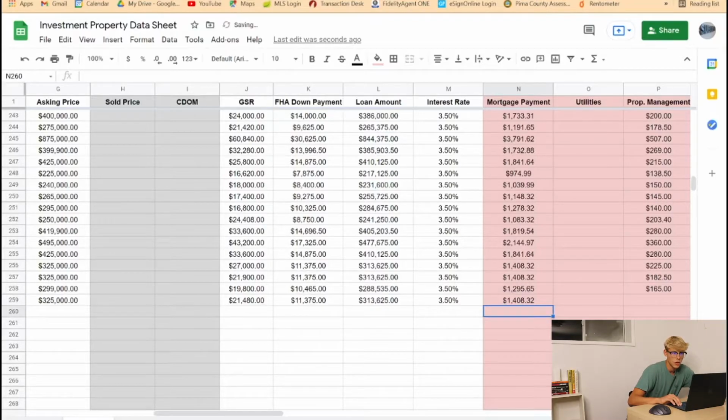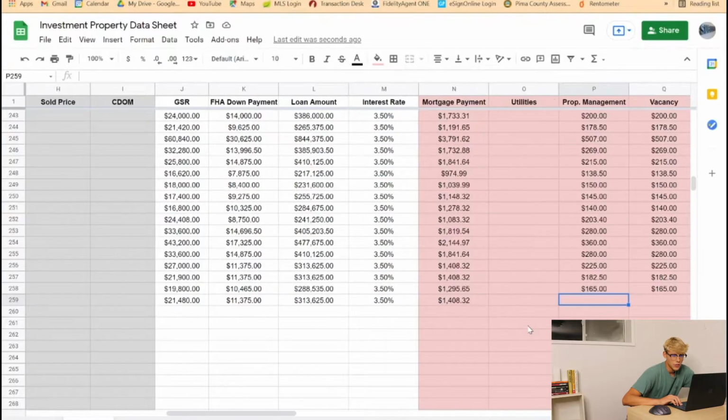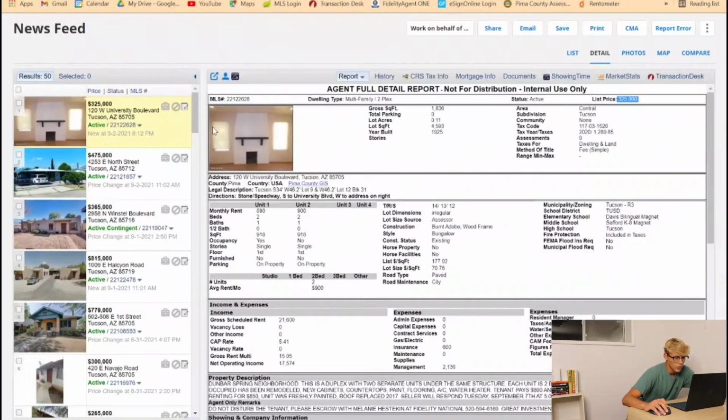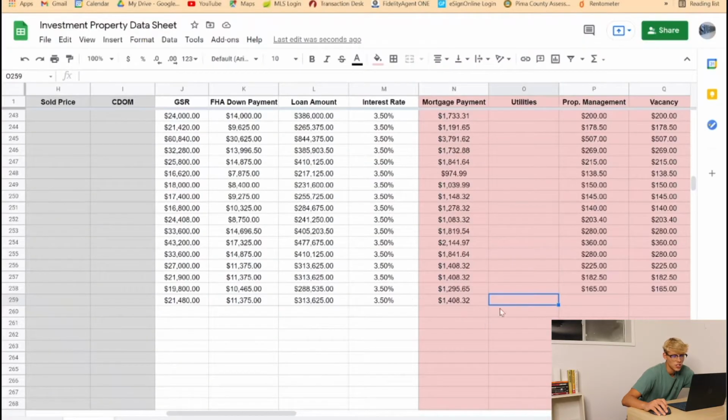$1,408.32. Okay, so that's our mortgage payment. Alright, so now we have to consider utilities. Usually the expenses aren't filled out for us, so we can just assume, if it's on separate meters, that the tenant will pay for utilities. So let's just assume that the tenant's going to pay utilities.